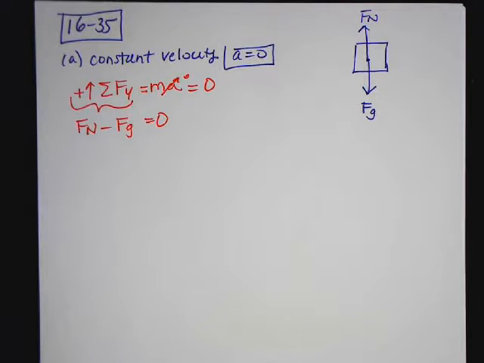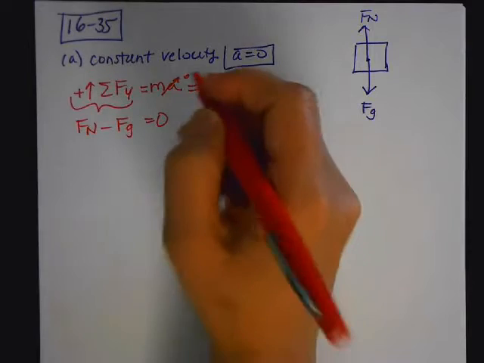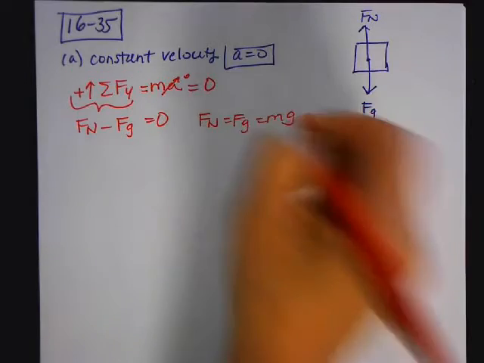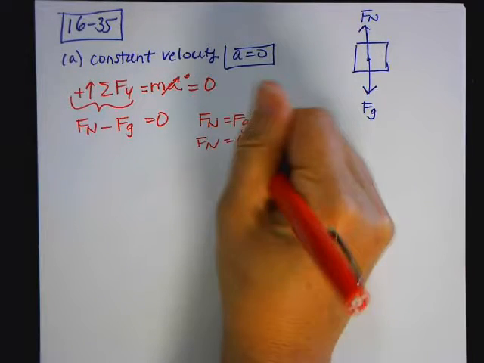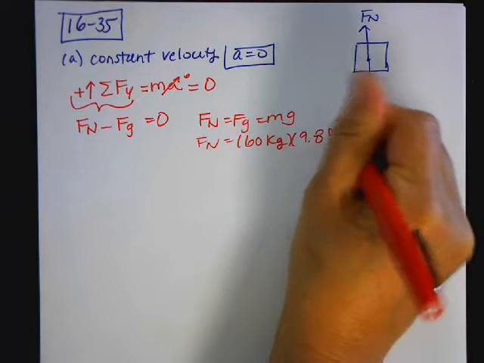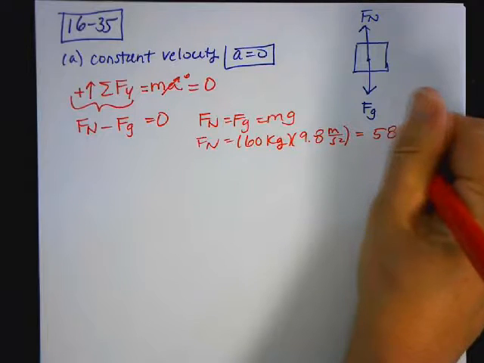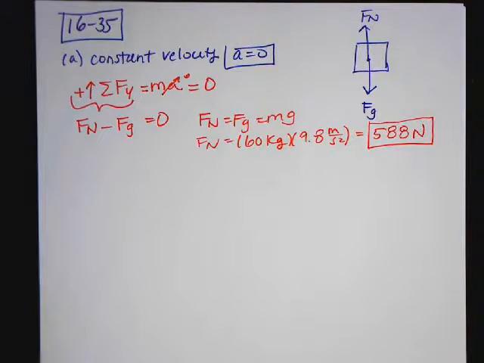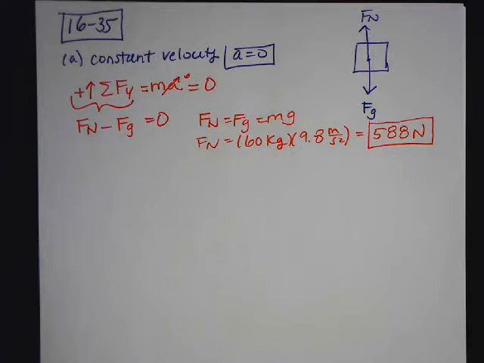Now I want to solve for the apparent weight, which is the normal force. So here, Fn is equal to Fg, which is equal to mg. So Fn is equal to 60 kilograms times 9.8 meters per second squared. So that's equal to 588 newtons. Now this would be the same reading on the scale if the elevator wasn't moving, if I was standing still. And because I'm moving at a constant velocity, it doesn't matter if I would be moving up or down, that would still be the same reading on the scale, because the acceleration is 0.